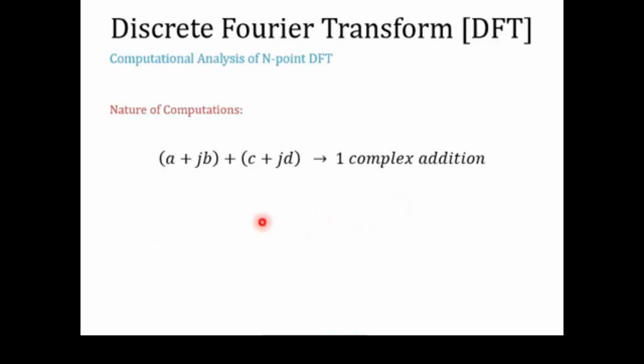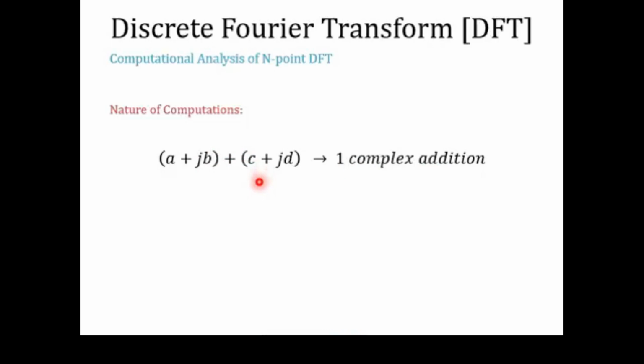Now let's come to the case of complex computation. Suppose this is the first complex number and this is the second complex number, having some real and imaginary part in both cases, and we want to add them. So the type of computation is complex addition, and the number of complex additions is simply 1 because we want to add two complex numbers.